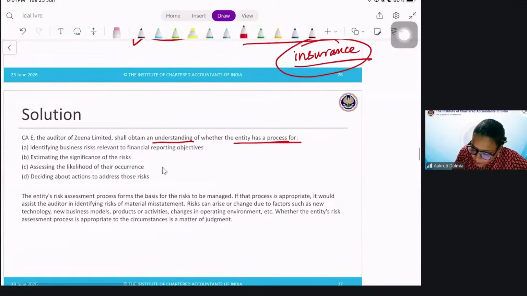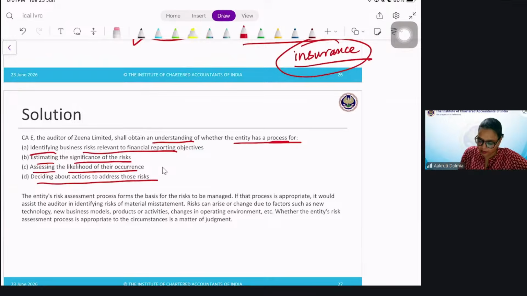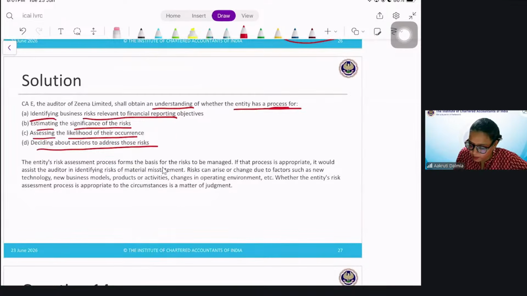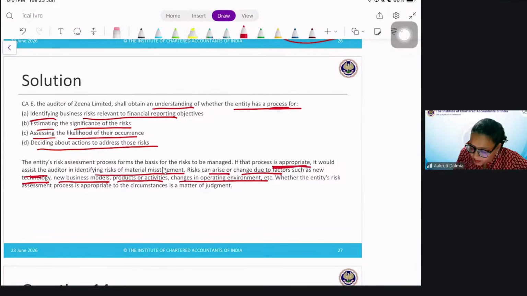So, the entity has a process for identifying the risk, estimating the significance, assessing the likelihood, and deciding the actions to address those risks. The entity's risk assessment process forms the basis for how the risk is to be managed. If that process is appropriate, it would assist the auditor to identify risk of material misstatement. Risk can arise or change due to factors such as new technology, new business model, products, changes in operating environment. Whether the entity's risk assessment is appropriate to circumstances is a matter of judgment. So you have to take a decision whether this risk is relevant for my work or not.